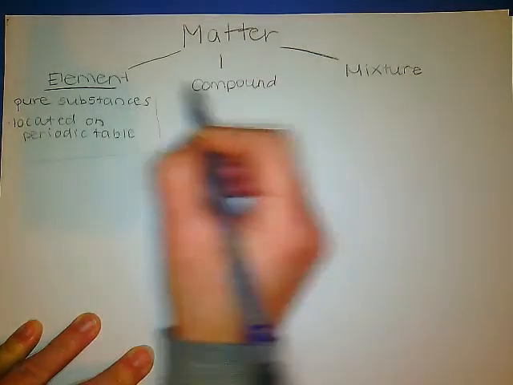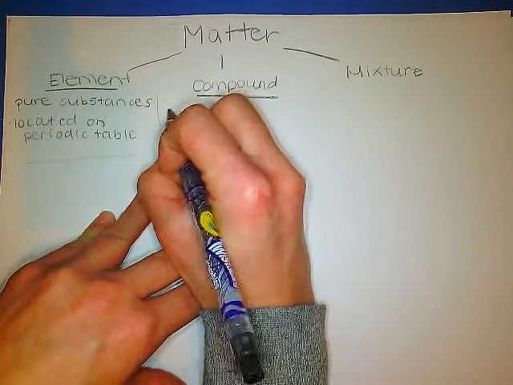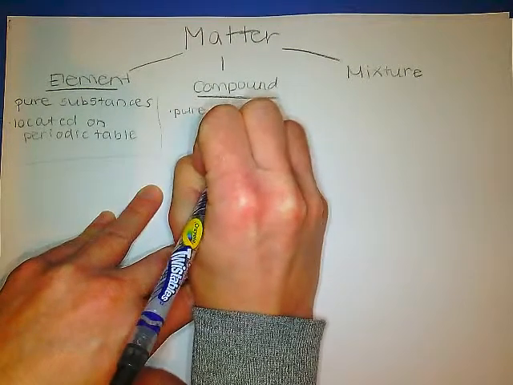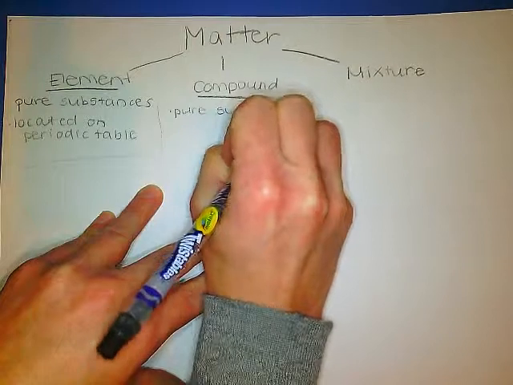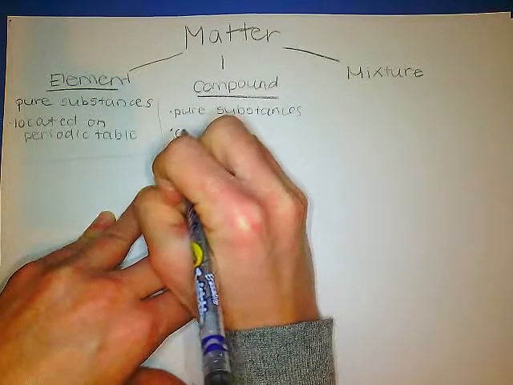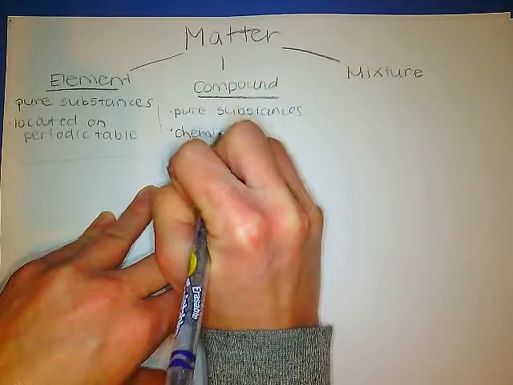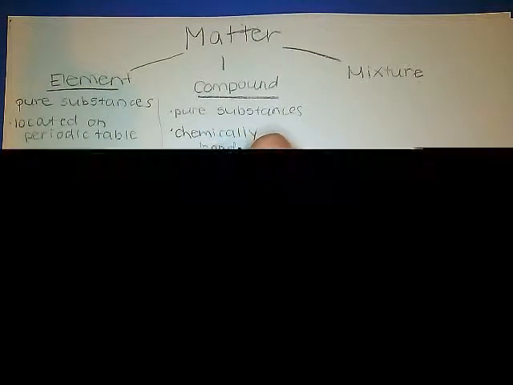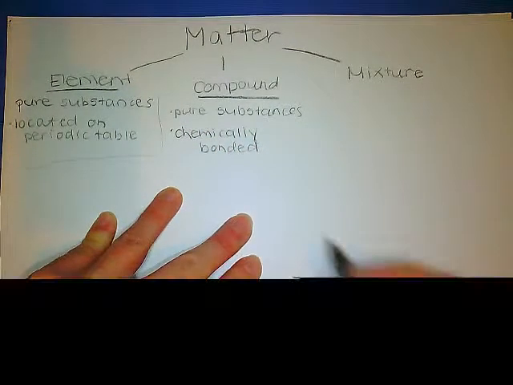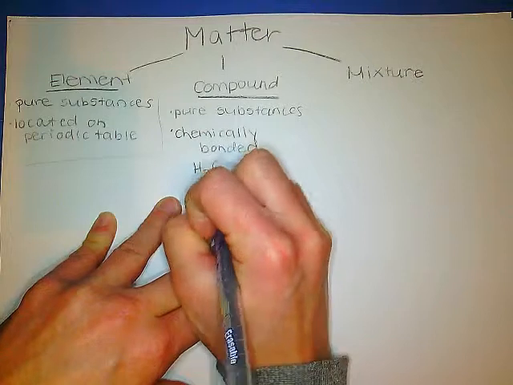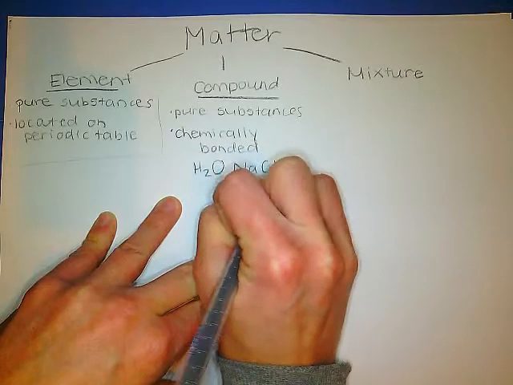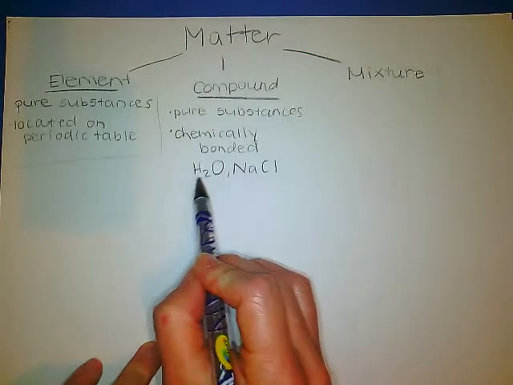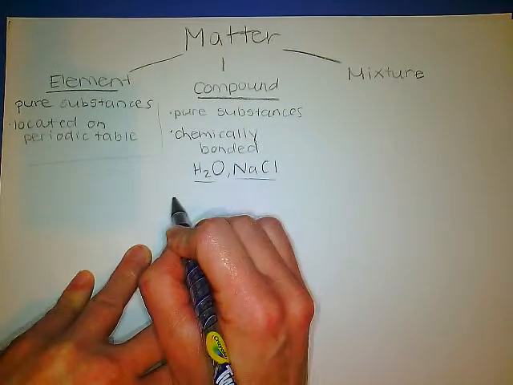Okay, so now let's take a look here at compounds. We said that compounds are also pure substances. We said that, sorry, I talk faster than I write, these guys are chemically bonded together. Well, what does it mean for something to be chemically bonded? Think about H2O. Think about NaCl. So if you see a chemical formula, then it's a compound. And this right here would be considered a chemical formula.